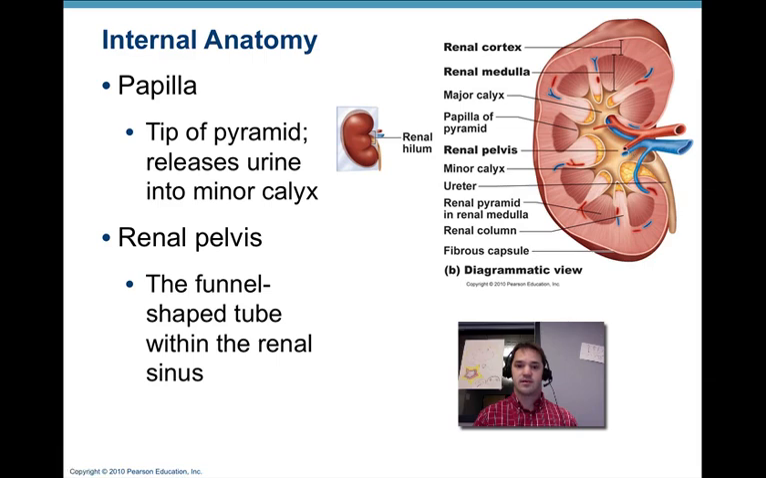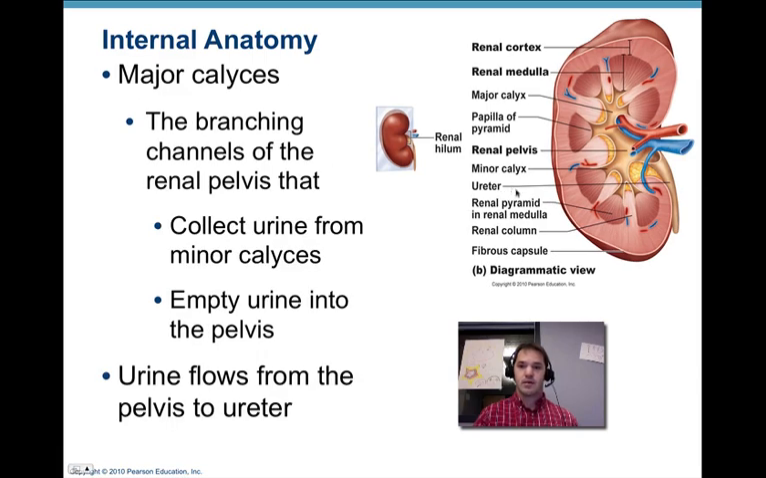Here's the renal pelvis, which is this funnel-shaped tube within the renal sinus. And we already said this, the major calyces collect the urine from the minor calyces and empty into the renal pelvis, and then urine flows from the pelvis to the ureter.